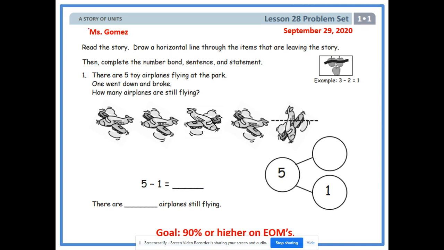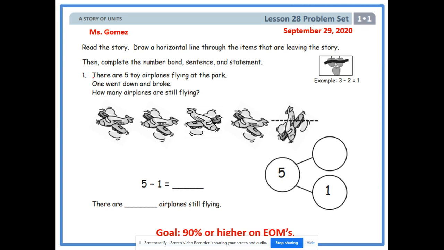Let's go ahead and read the instructions and we will work out the first problem together. It says, read the story. Draw a horizontal line through the items that are leaving the story, and it gives you an example right here. Then complete the number bond, sentence, and statement. Well, guess what? Instead of us drawing a math T-chart, we don't have to here because they have everything drawn for us. They have the picture, the number bond, the number sentence, and the statement. Even though it's not in order, it's still everything that would go in a math T-chart. So let's read and underline together.